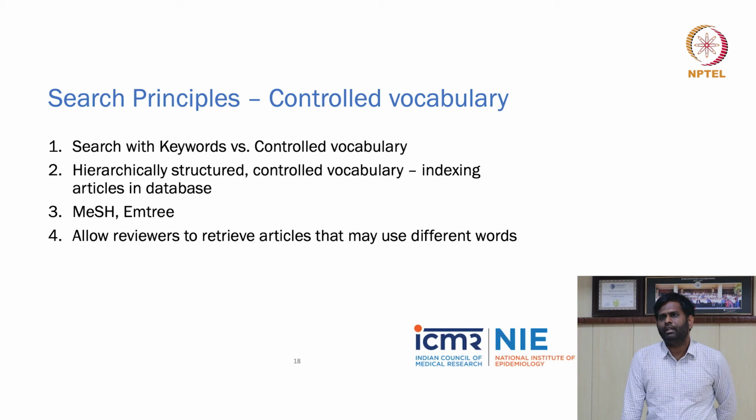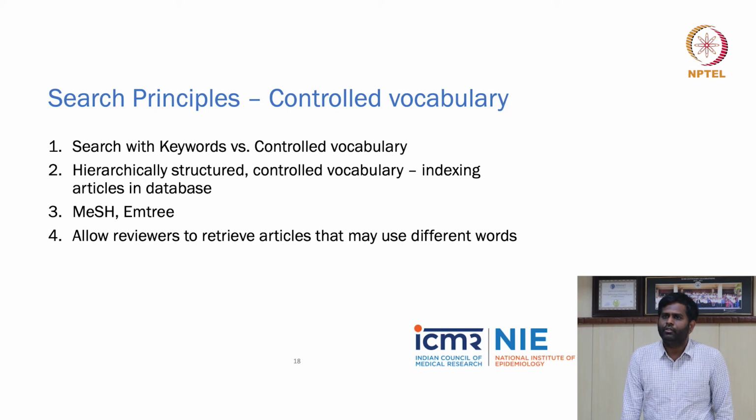So this controlled vocabulary is nothing but a hierarchically structured vocabulary, and it is used for indexing the articles in the database. So initially I was telling that a database contains data which is organized in specified formats. So the journal articles which are published in different journals are indexed, or they are attached to a particular topic, manually, and there are people doing this in the background. So a particular topic will be indexed to its MeSH term or an Emtree term. The MeSH term is used in the PubMed database, and the Emtree is used for the Embase database.